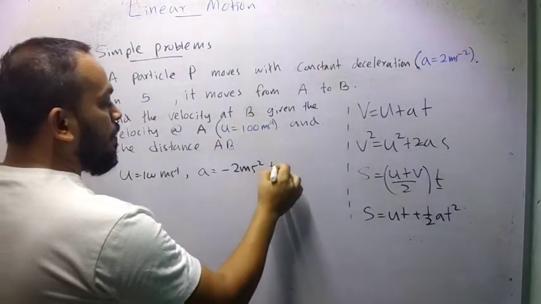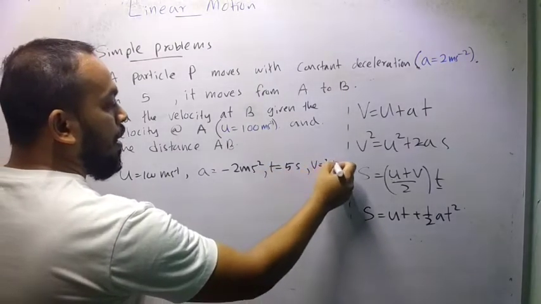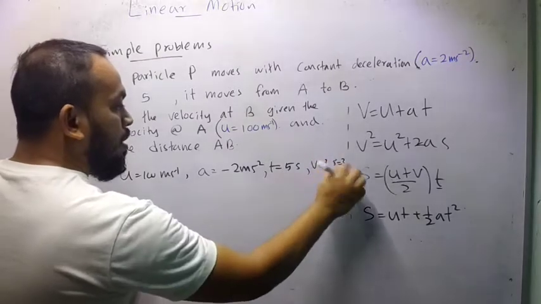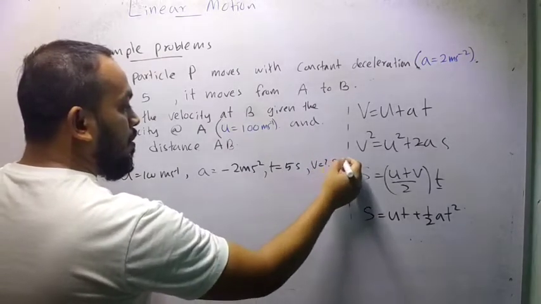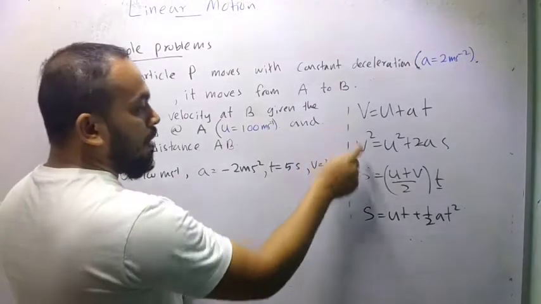t is 5 seconds. We need to find v and s, right? So same thing. We can use v, which is there in these three equations.